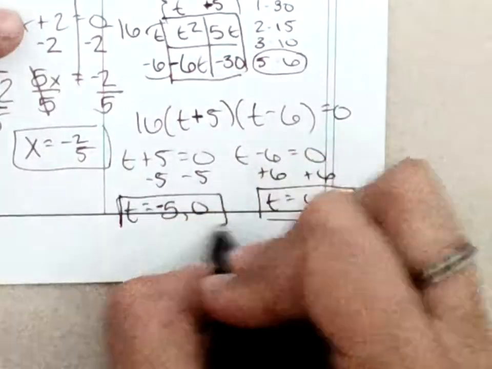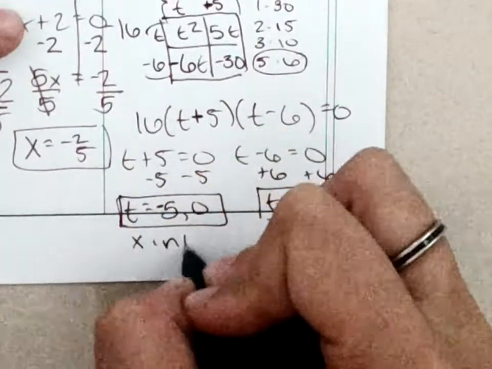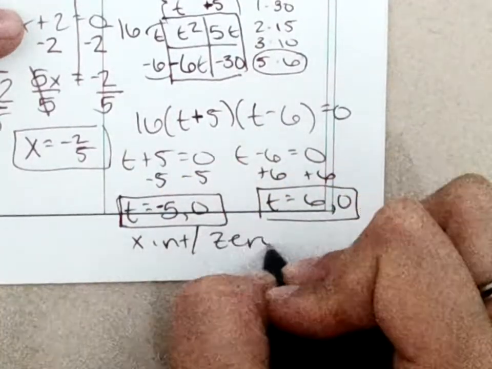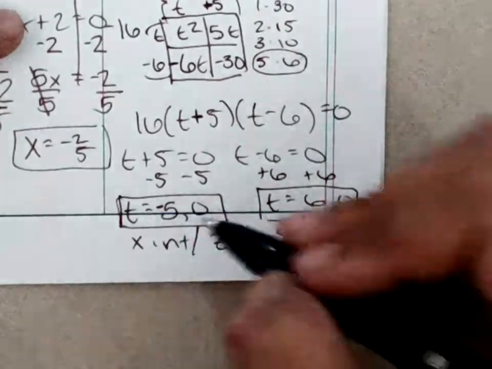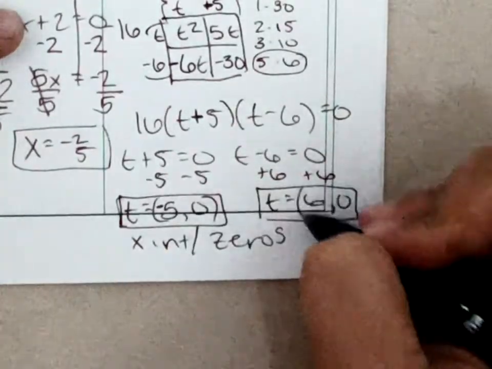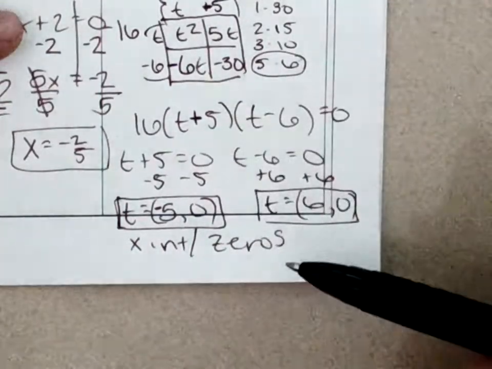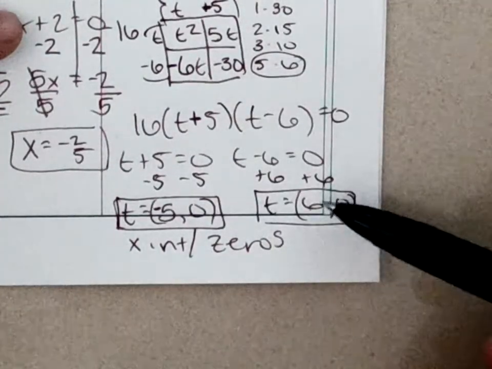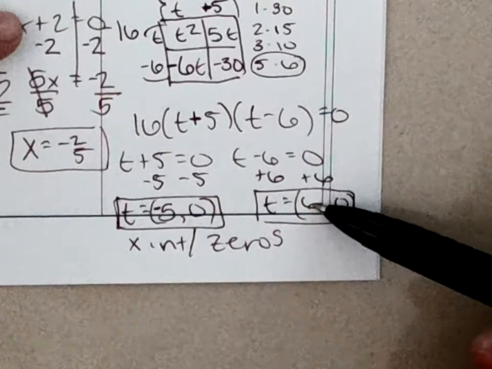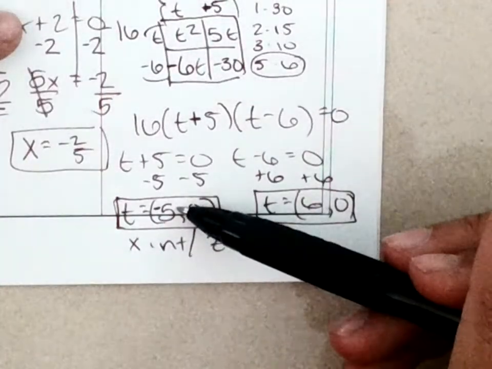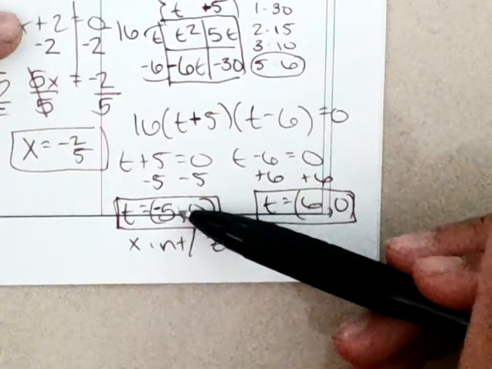So our x-intercepts, or zeros, of our function are (-5, 0) and (6, 0). If this was a real-world problem, it's more than likely that the positive answer is going to be the correct answer, because in general with real-world problems we're not dealing with negatives.